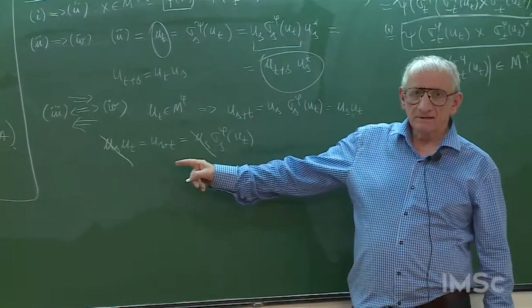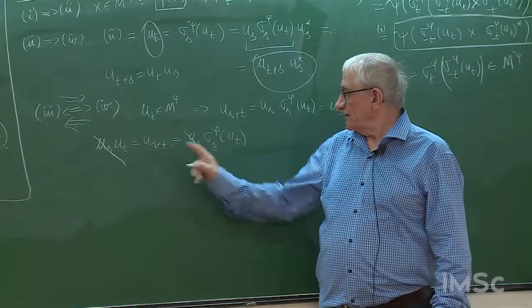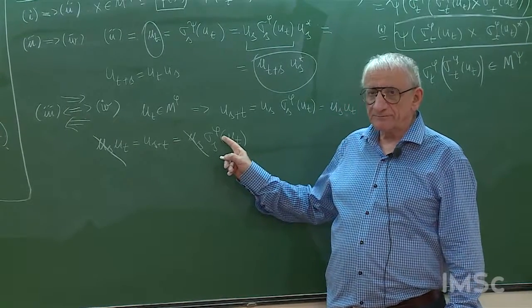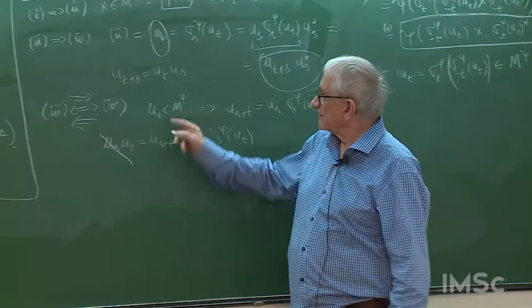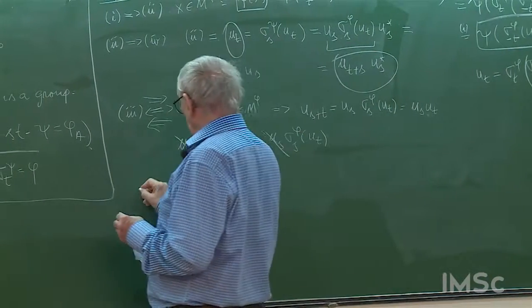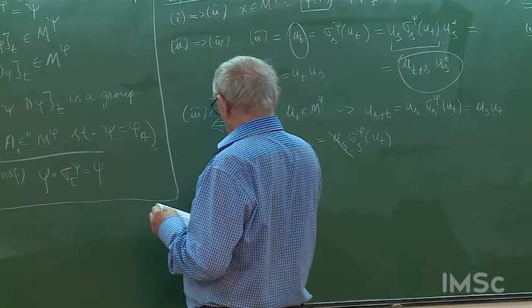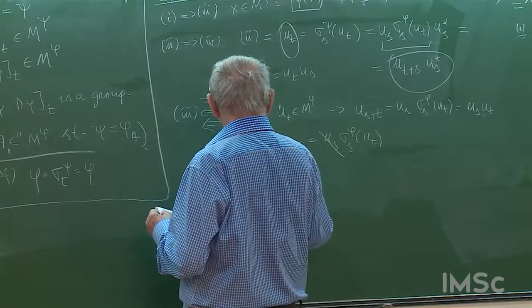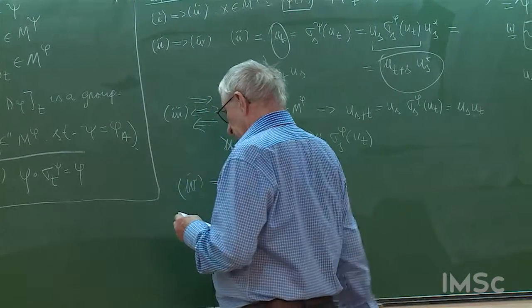You cancel, and you get that u_t is invariant to sigma phi. So that indeed I have 3 is equivalent to 4. Now 4 implies 5.